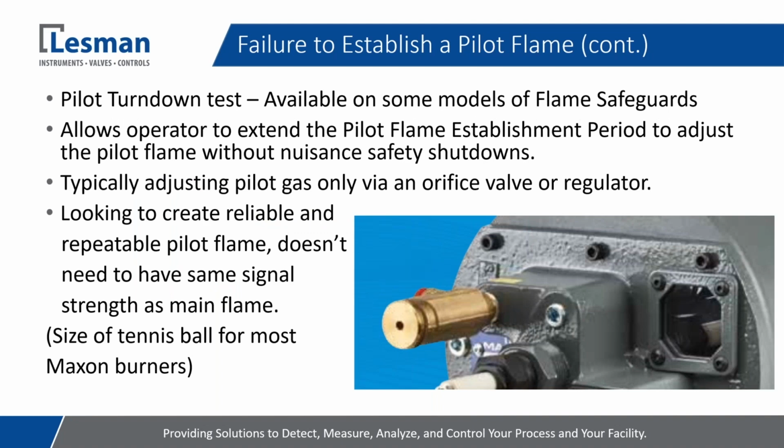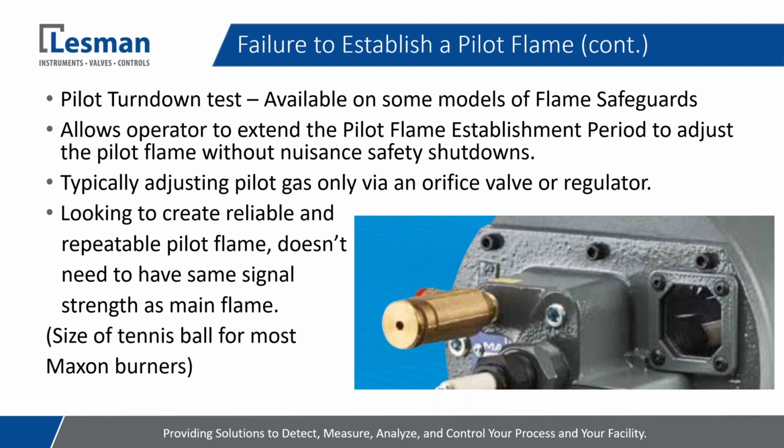So I've mentioned a little bit about the pilot turn down test, right? So let's just assume right now that we've got our air and our gas and our igniter arranged and set up properly, but we just need to go through and do some fine tuning and adjustment. Because we have a limited time window for that pilot flame establishment period, there are some models of flame safeguard that allow you to do a pilot turn down test, which on the 7800 series, it may look like a run test switch that's located on top of the flame safeguard.